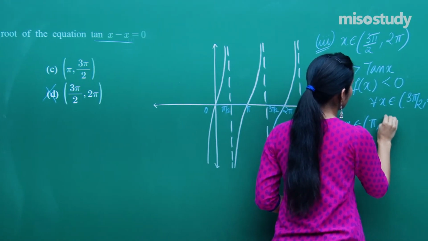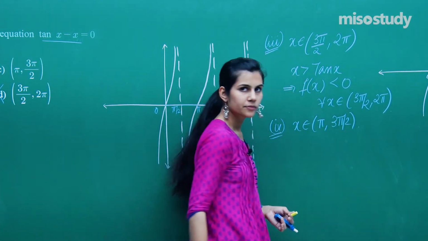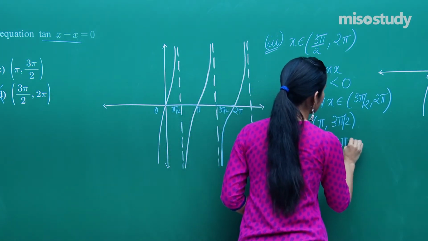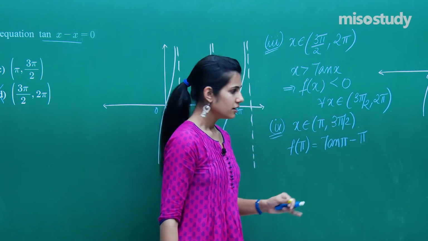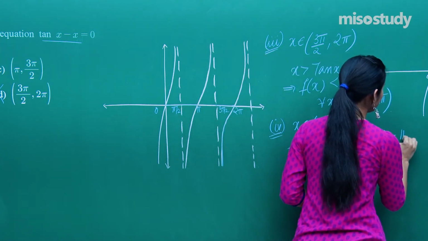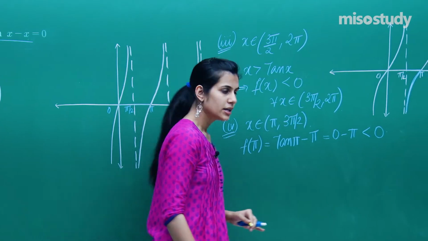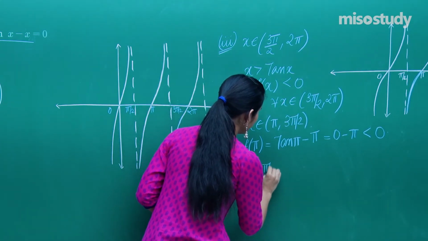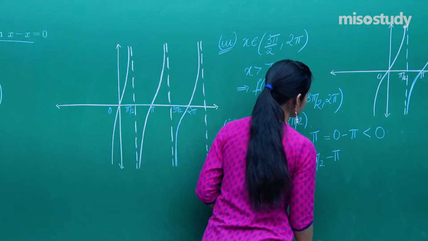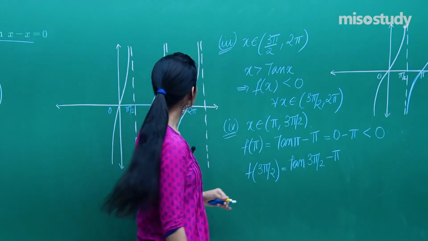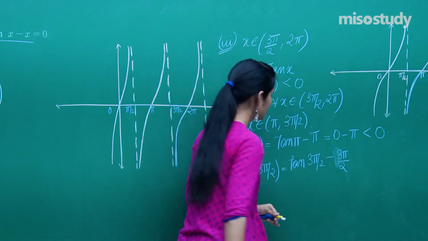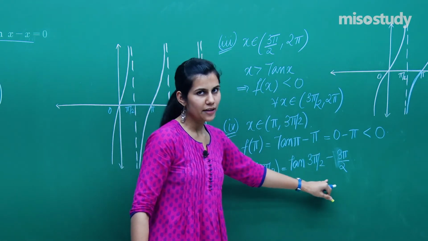If x belongs to pi to 3 pi by 2, then what is f of pi? F of pi is tan pi minus pi. Tan pi is sine pi upon cos pi, 0 upon 1, that's 0. So this is 0 minus pi, which is less than 0. Next you have f of 3 pi by 2, which is tan of 3 pi by 2 minus 3 pi by 2, because it is tan x minus x.